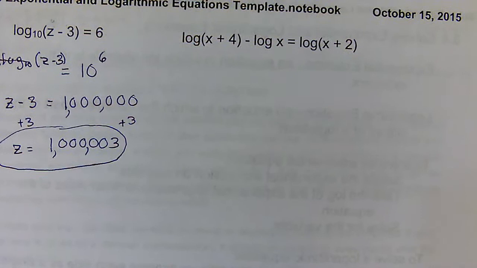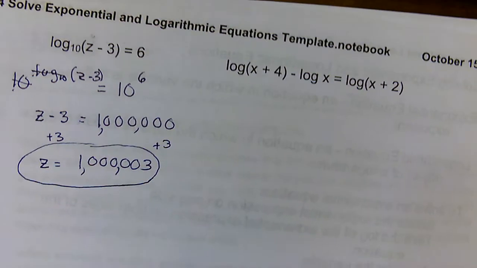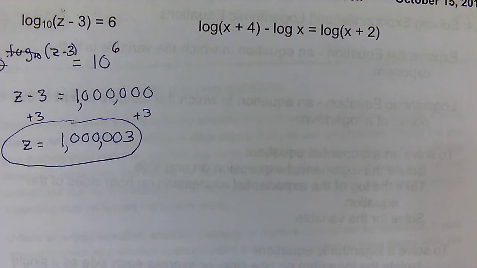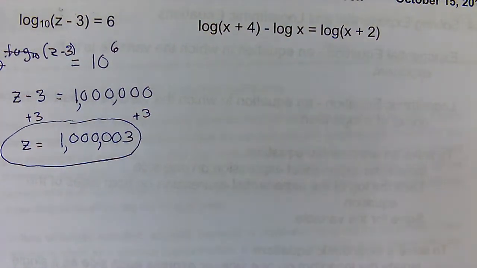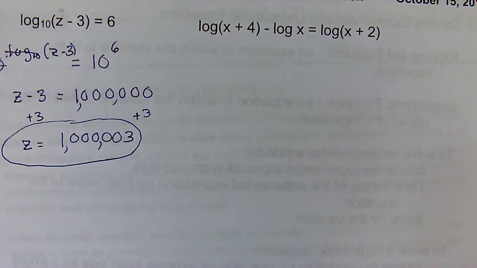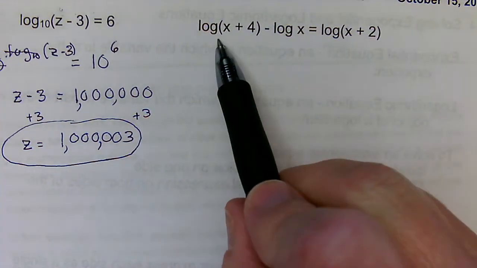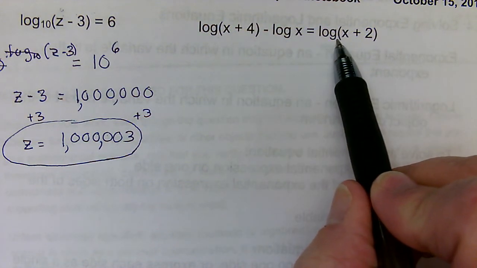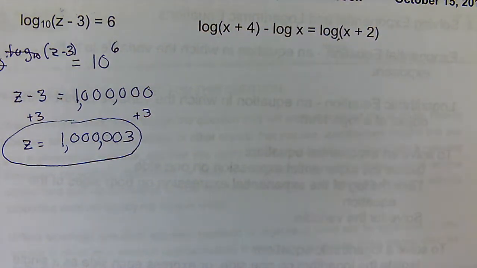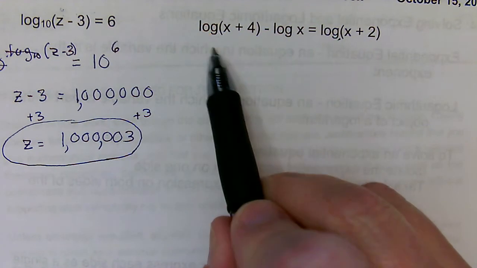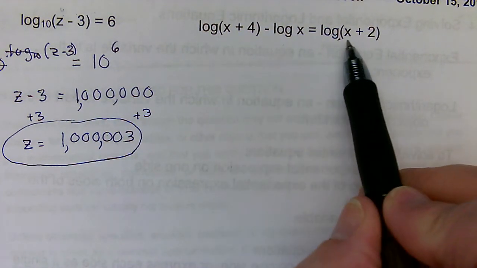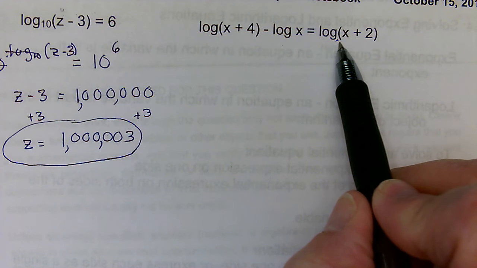Looking at our second example, we have log of x plus 4 minus log of x equals log of x plus 2. Now notice our logs don't have numbers on them, which means they're the common log, which is base 10. On this side, we don't have a single logarithm. We have two of them. We have a different one on this side.